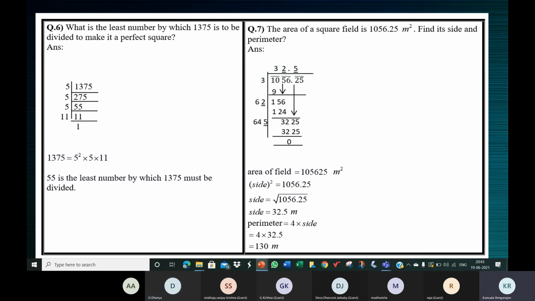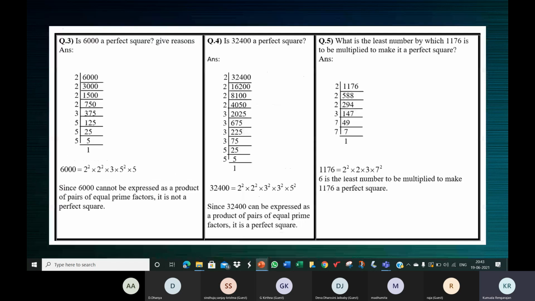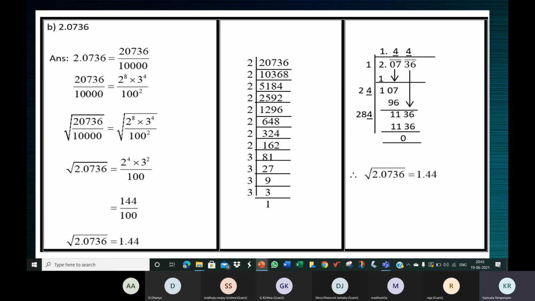Yes, Madhumita. So when you have a mixed fraction, this is what we do. We convert it to an improper fraction. And don't we know how to find the square root of an improper fraction? See here. How did we find the square root of 20,736 by 10,000? Same procedure. You convert the mixed fraction given to you to an improper fraction. So you get a fraction like this. And how do you find the square root of a fraction like this? Find the square root of the numerator and denominator like this. The same procedure.